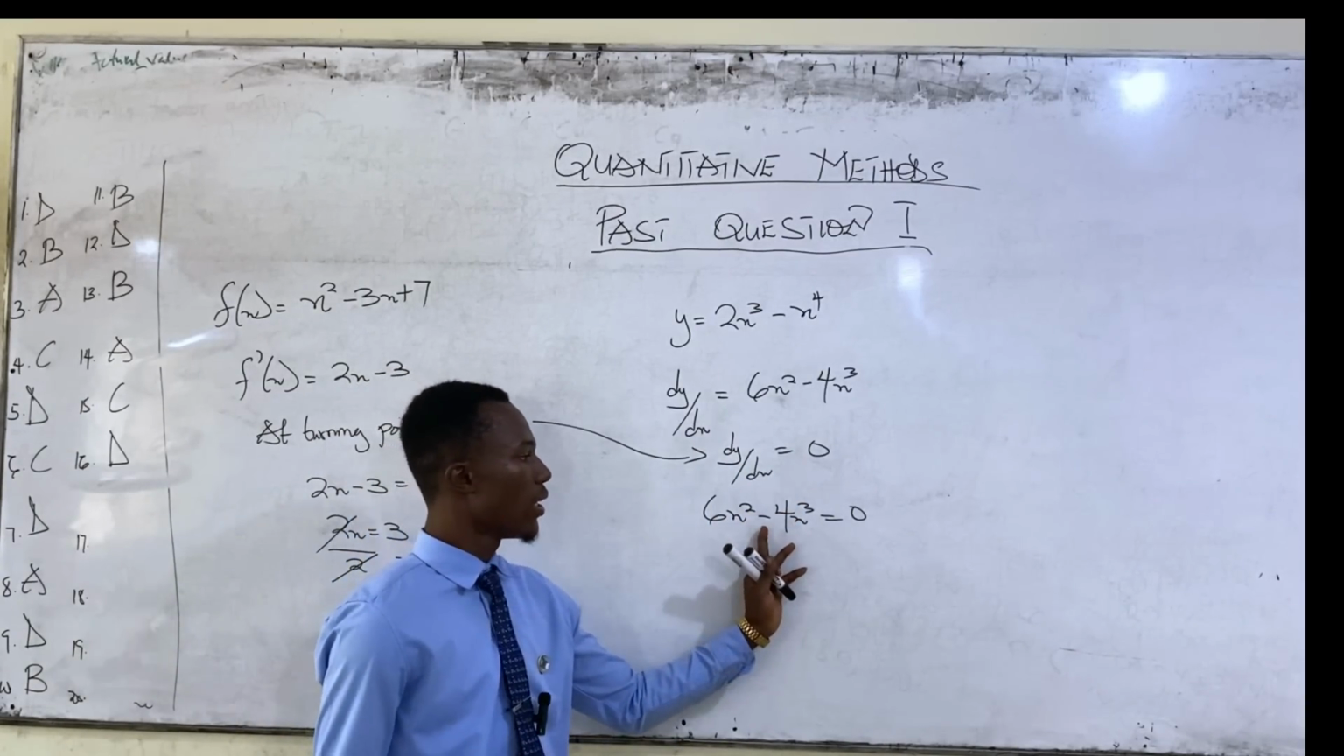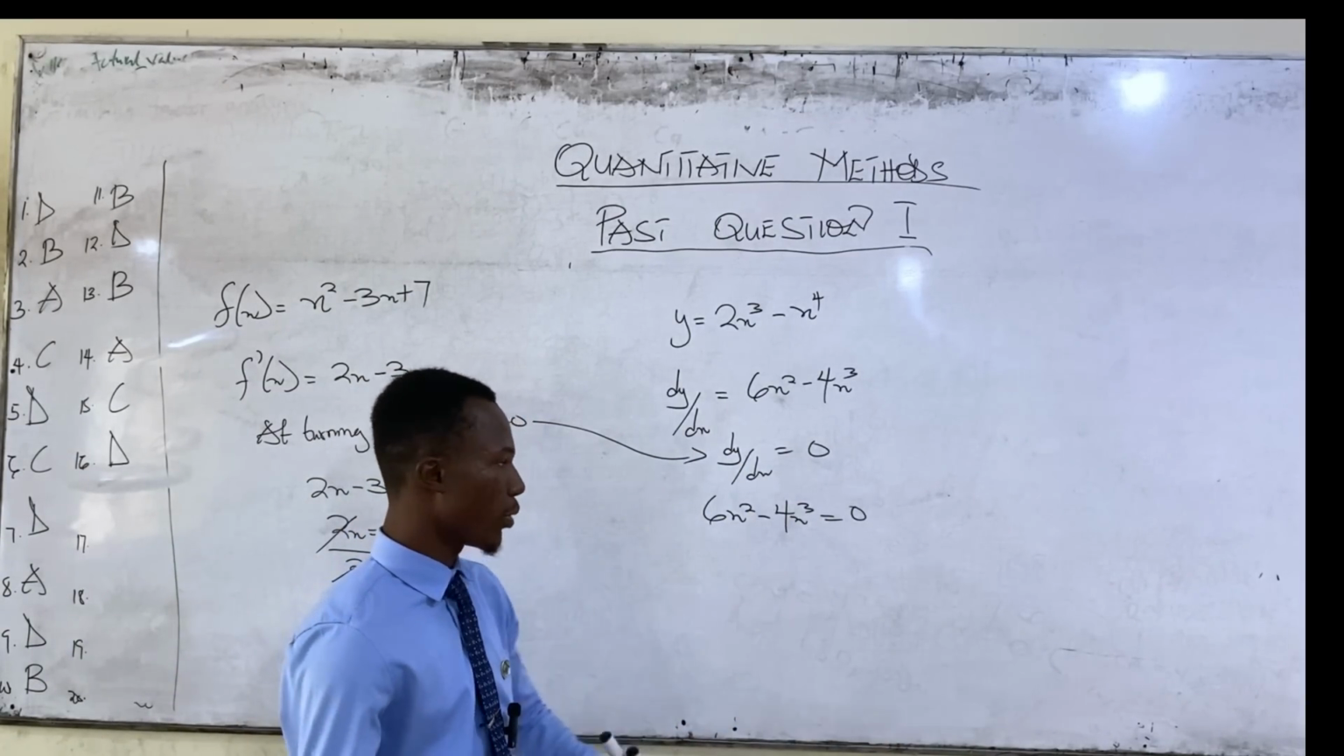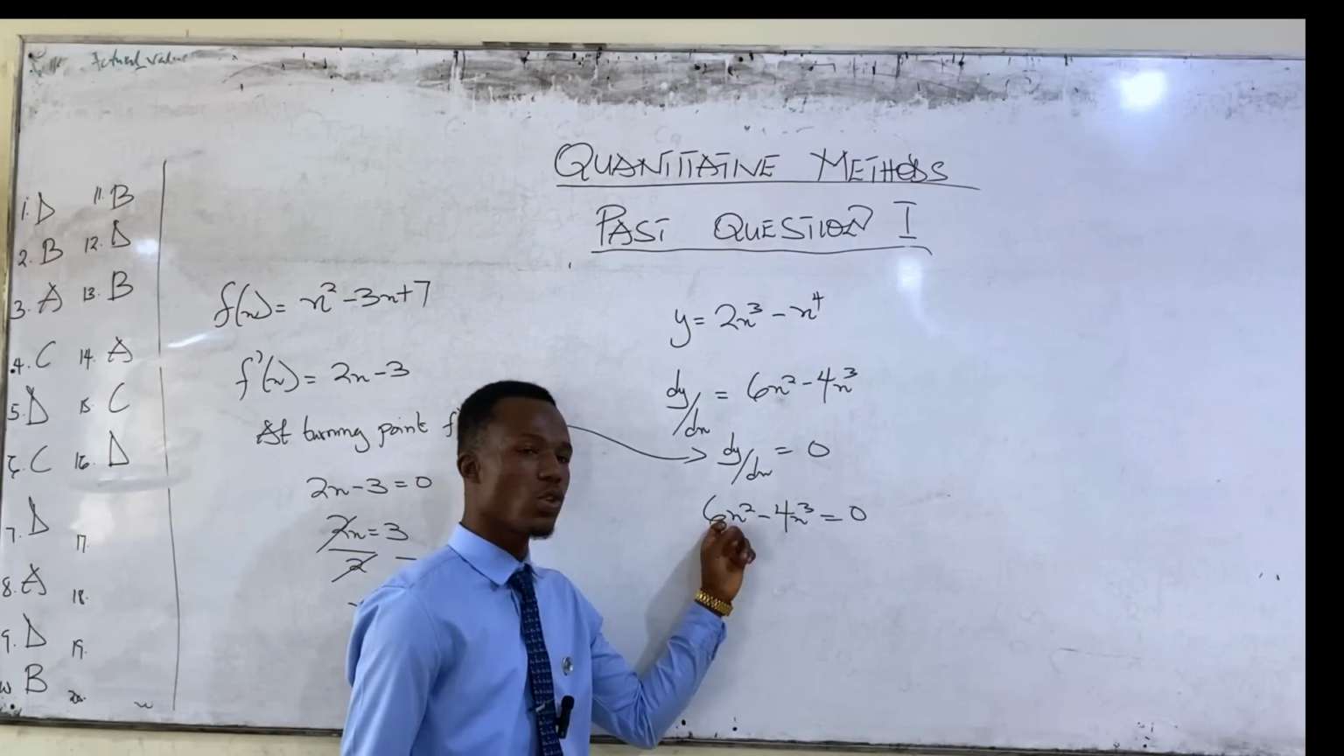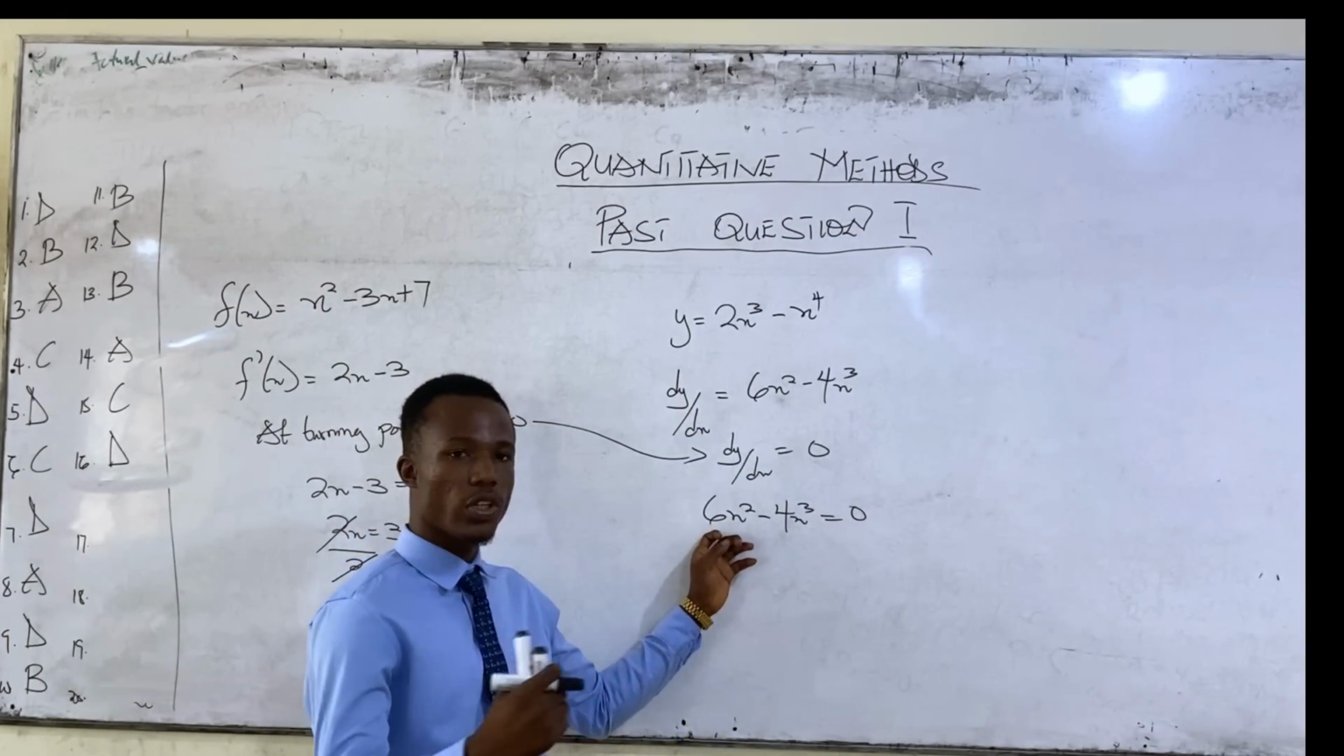So you first input negative 4. Then you press equal to. You input 6 because you are just using a coefficient. You press equal to.